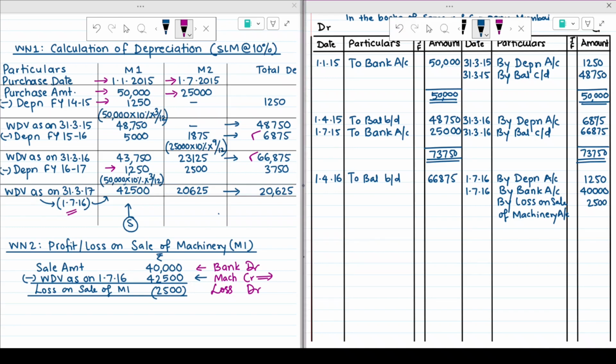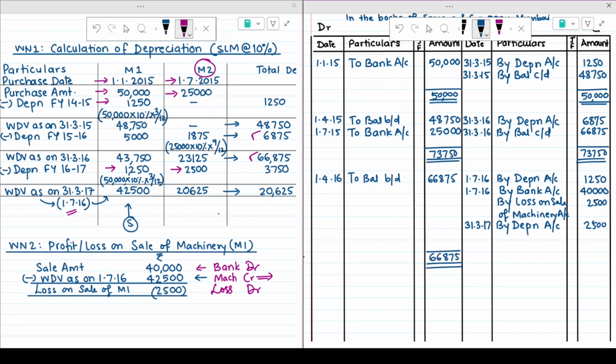Now at the year end, we have one machinery left with us, machinery 2, and we have depreciation on it of 2,500. That entry we have to post. So on 31st March 17, by depreciation 2500. So with this, all the entries of the third year are done. We can close our books.